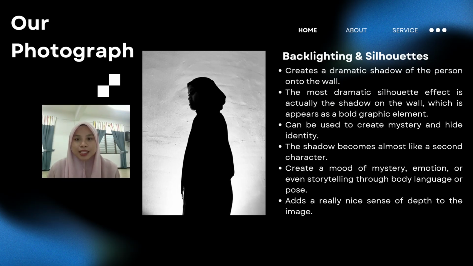Last but not least, backlighting and silhouette technique. This technique creates a dramatic shadow of the person onto the wall. In this technique, the most dramatic silhouette effect is actually the shadow on the wall, which appears as a bold graphic element. This technique can be used to create mystery and hide identity, since the shadow becomes almost like a second character in the picture. This technique also creates a mood of mystery, emotion, or even storytelling through their body language and pose.